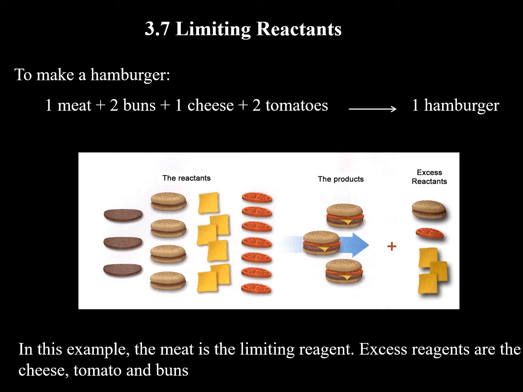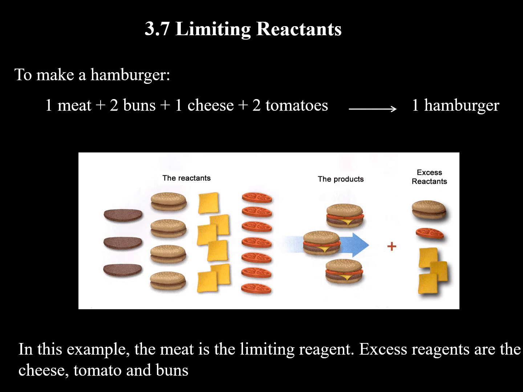In this case, another example with hamburgers: if we had 1 meat plus 2 buns plus 1 cheese plus 2 tomatoes as our formula to make a hamburger, we could visually see and say that the maximum that we can make is 3 hamburgers. Our limiting reagent would be the meat, because the meat would run out first. We can't make any more than 3 hamburgers because we would run out of meat. And the excess reactants would be the buns, 2 buns, 1 tomato, and 3 pieces of cheese based on what we were given at the beginning.